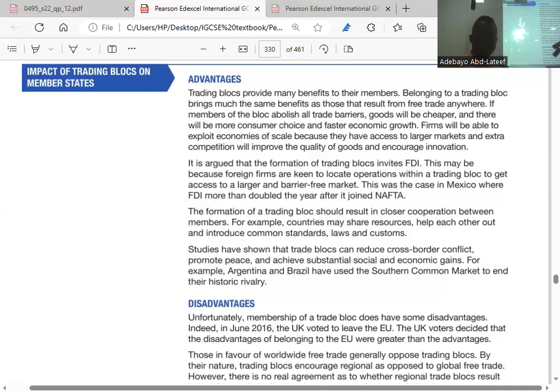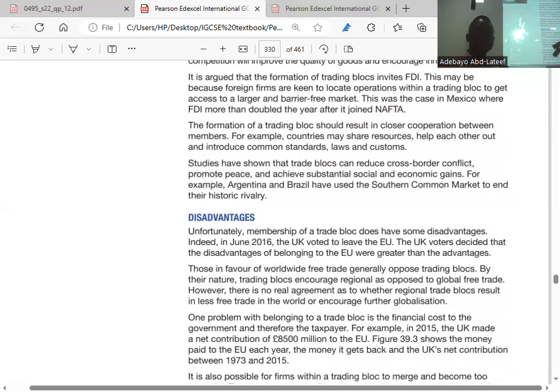Yes. The formation of trading blocs should result in closer cooperation between members. For example, countries may share resources, help each other out, and introduce common standards, laws, and customs. Studies have shown that trade blocs can reduce cross-border conflicts, promote peace, and achieve substantial social and economic gains. For example, Argentina and Brazil have used the Southern Common Market to end their historic rivalry.